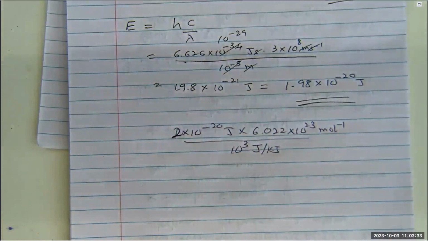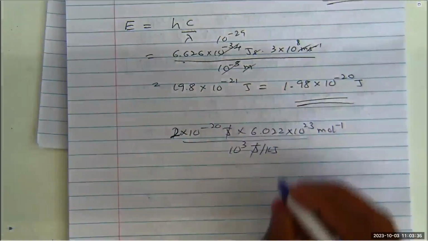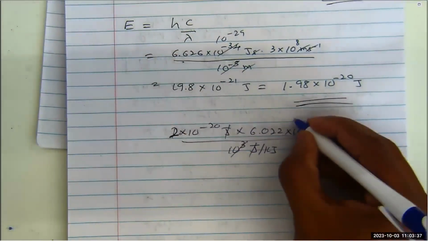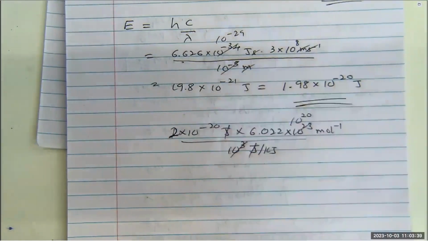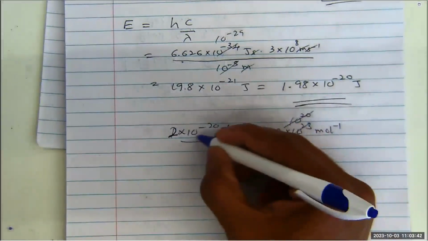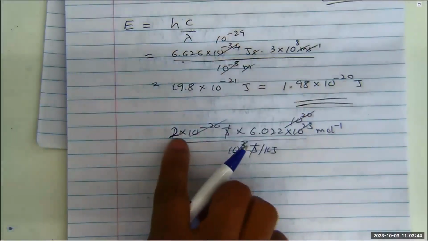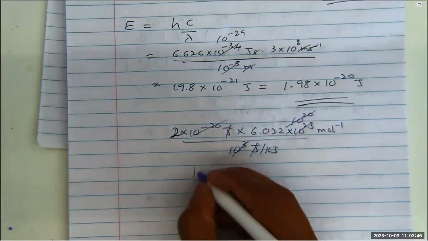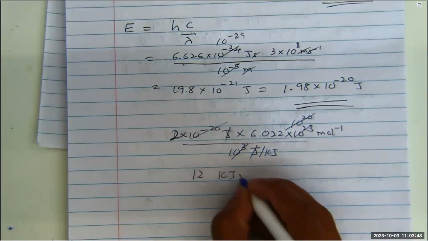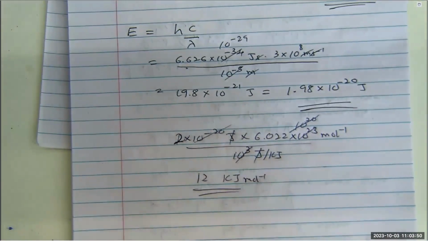Now we see the joules cancel out. Then 10 to the power of 3 cancels out with 10 to the power of 23, so we get 10 to the power of 20 here. That cancels out with 10 to the power of minus 20. Then we are essentially multiplying 2 by 6, which is 12 kilojoules per mole. Done. That's the conversion between joules per photon and kilojoules per mole. All right, what questions, concerns, comments do we have at the moment?